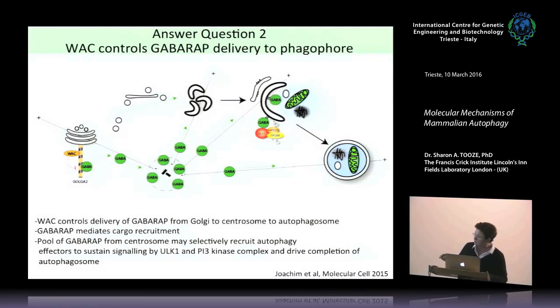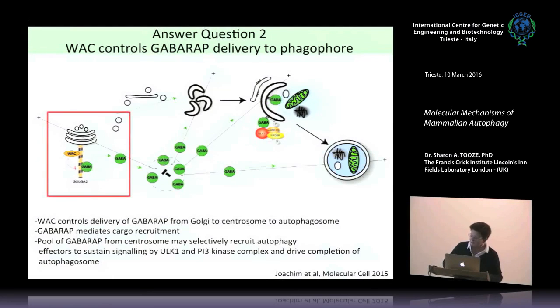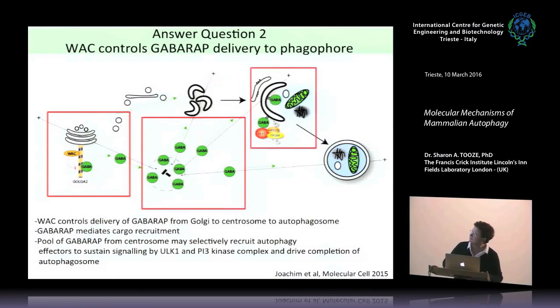So WAC controls the delivery of the GABARAP from the Golgi to the centrosome, so that the presence of WAC displaces the GABARAP, increases the pool of GABARAP at the centrosome, drives it to the autophagosome, and then we think it may selectively recruit these effectors, so the ULK1, to sustain ULK1 activation read out by phosphorylation of ATG13 and sustain the completion of the autophagosome. So that's just shown here in boxes.